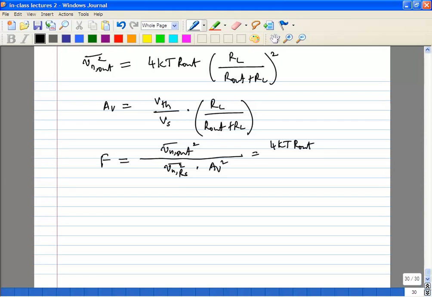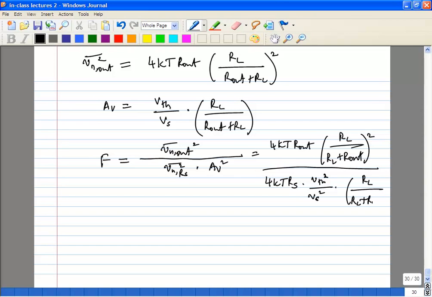So this is 4kT R out over VNRS, which is 4kT RS. What is AV squared? It's VTH squared over VS squared times R out whole squared. So this term gets cancelled, the 4kT gets cancelled. Oops, sorry. So what does this leave us with? Times over R out over RS. What is this guy? This is your power loss.